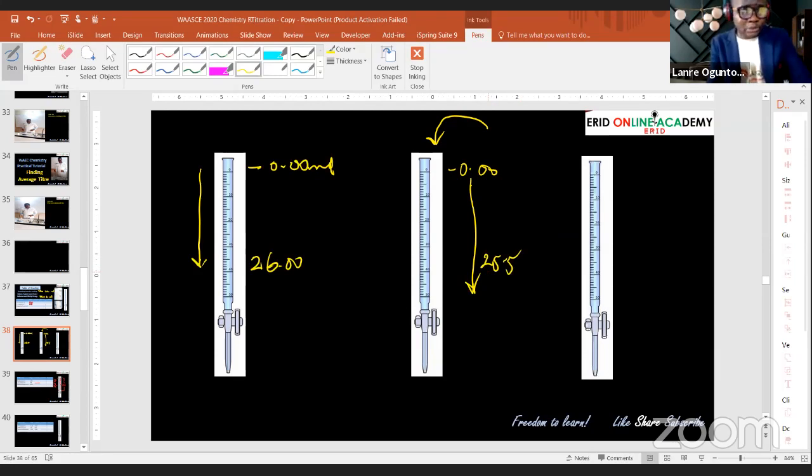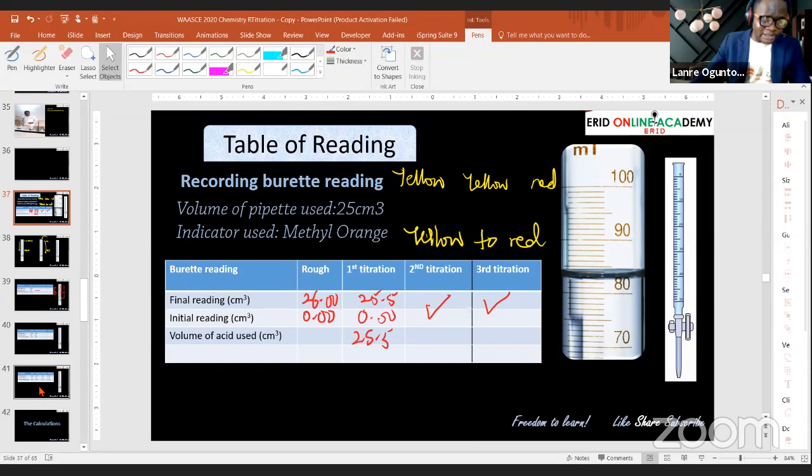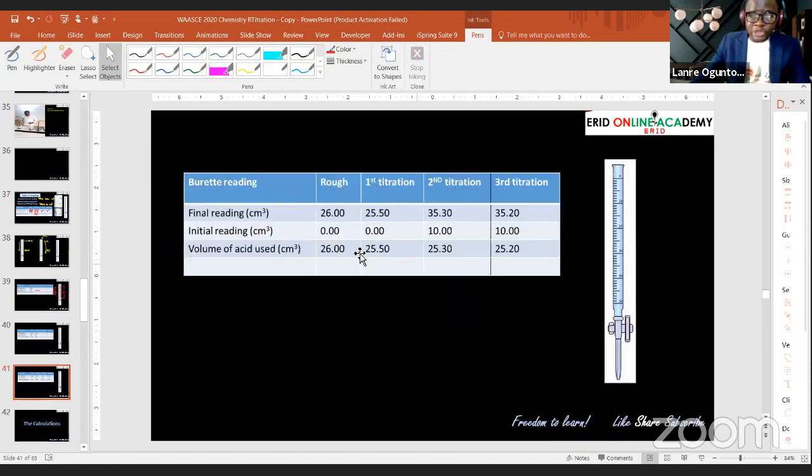That's when you go to your table of result. My initial here also is 0. I got 25.5, so I'm going to write 25.5, and I'll find the volume of acid used to be 25.5. So you repeat the procedure until you are done with your second and your third titration. And so when you get a table of result like this, you're now going to use this table of result to calculate your titer value.